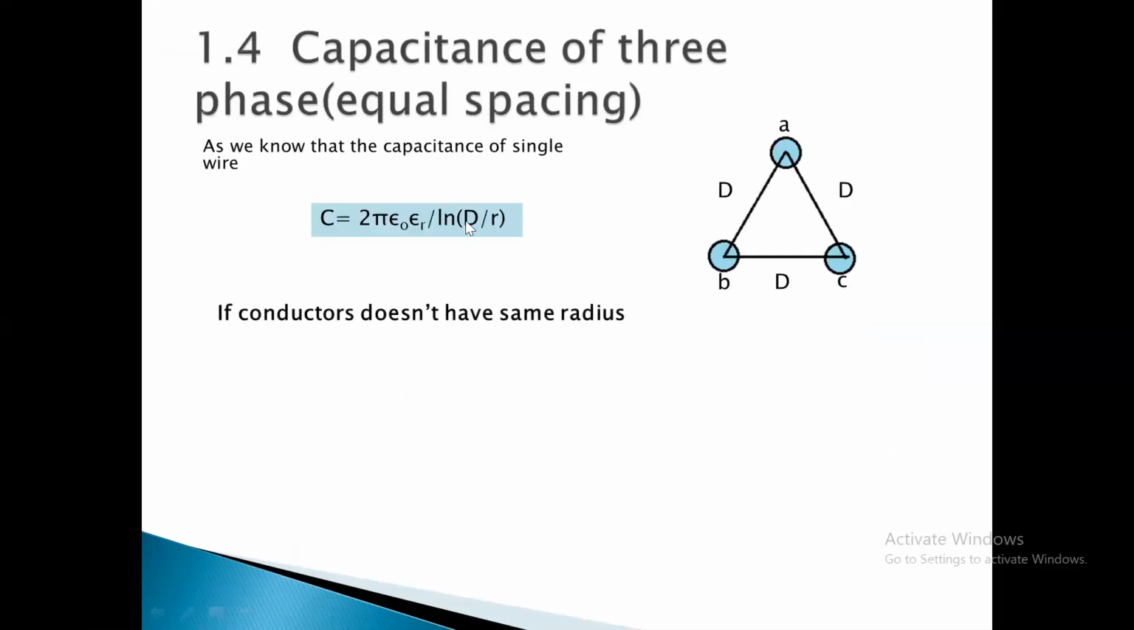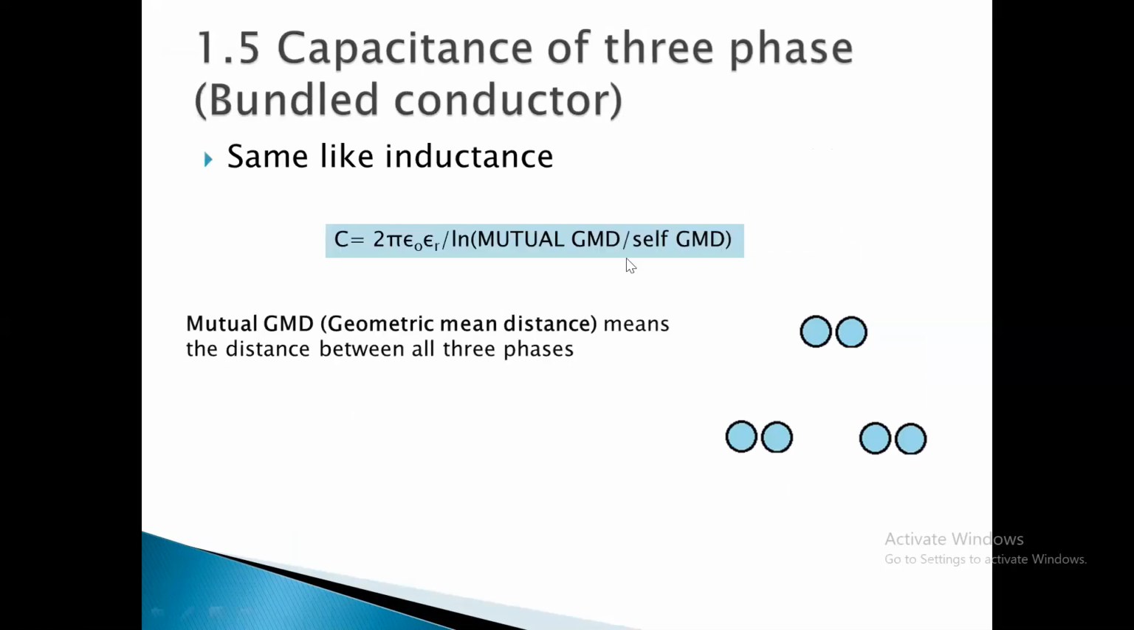But what we are doing, because we are increasing the bundling conductors, I will consider the radius as self GMD, and the other distances will be the same, mutual GMD divided by self GMD. And you already know how we will calculate the mutual GMD and self GMD.